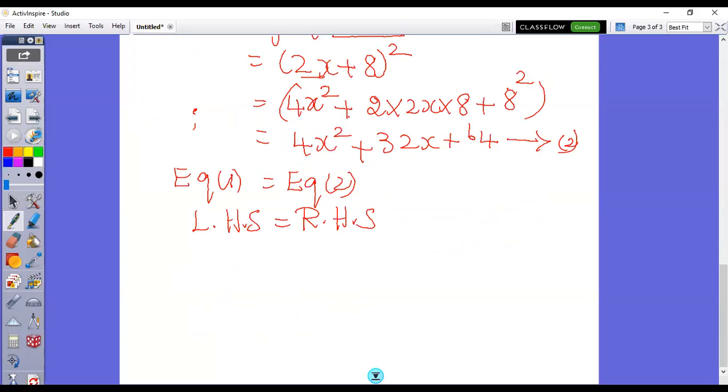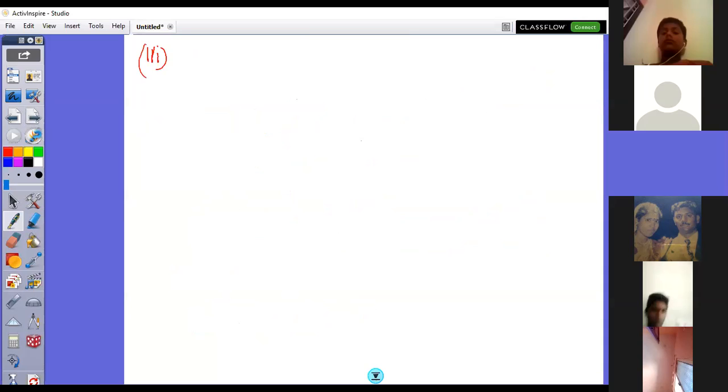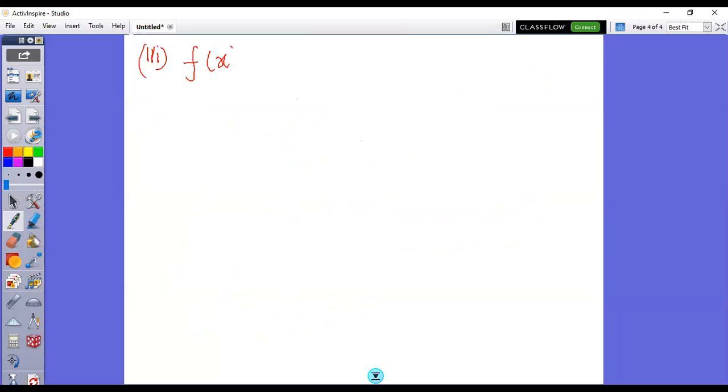Next, third subdivision. F of x equal to x minus 4. Then g of x equal to x square. Next, h of x equal to 3x minus 5. This is the third subdivision. Same method as the first two.